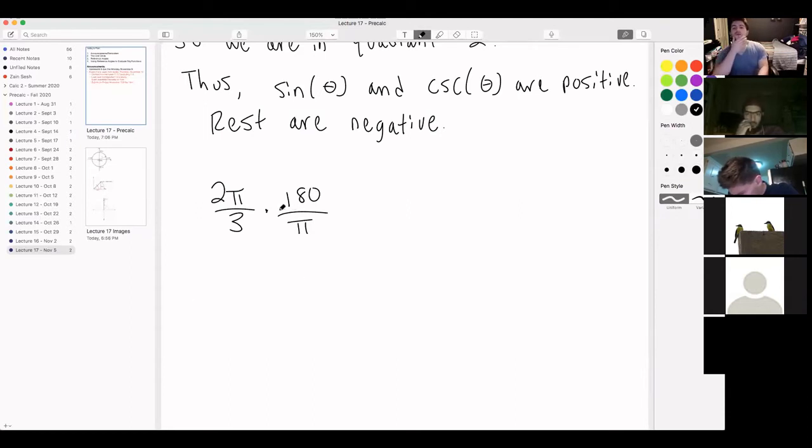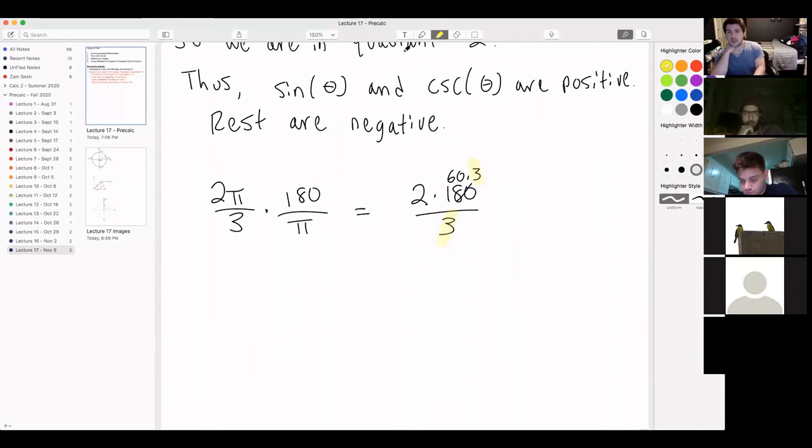So what happens here? Well, the pi's will cancel, so we'll get 2 times 180 over 3. Now you can factor 180 as 60 times 3. So in the numerator, this 180 can be written as a product of 60 and 3, but then the 3's will cancel. So you're left with 2 times 60, which is exactly 120.